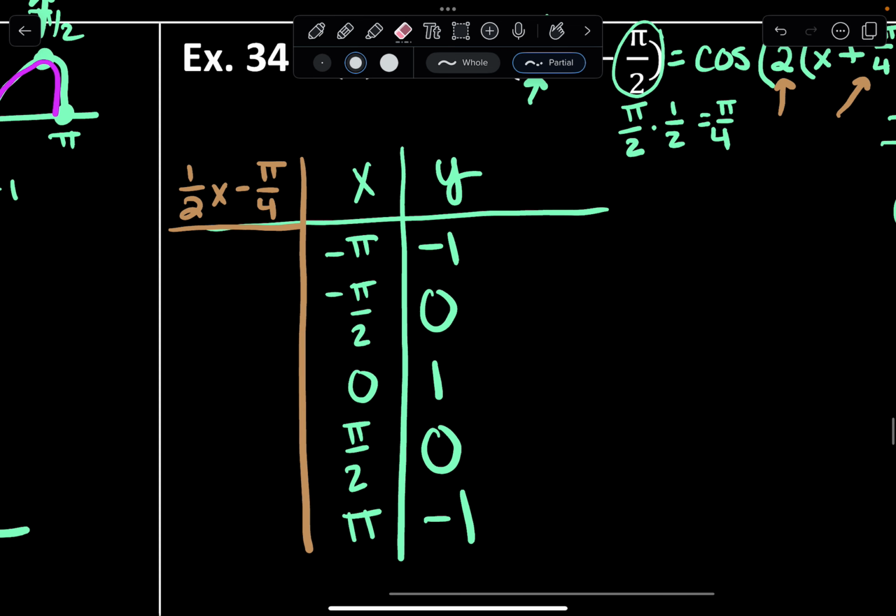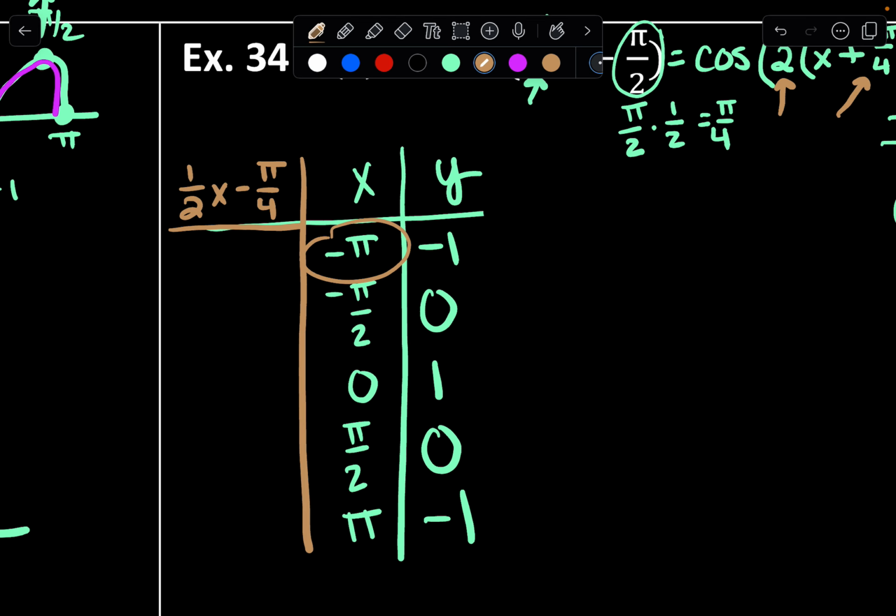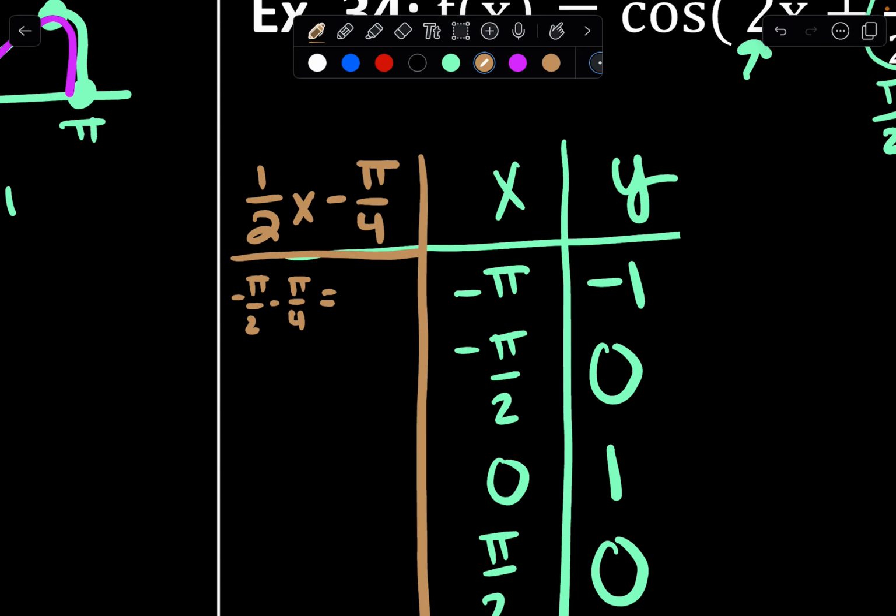All right, and then I'm going to shorten the y side a little bit since we don't need it. From here, we'll substitute each value in. So I have 1/2 times negative pi. That's going to give me negative pi over 2 minus pi over 4. So negative pi over 2, it will be negative. We need a common denominator for 4, so we'll multiply pi over 2 with 2. So we'll end up with negative 2 pi over 4 minus pi over 4, which gives us negative 3 pi over 4.